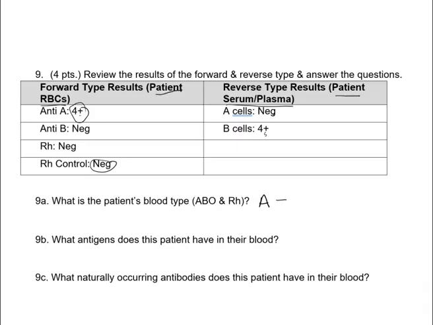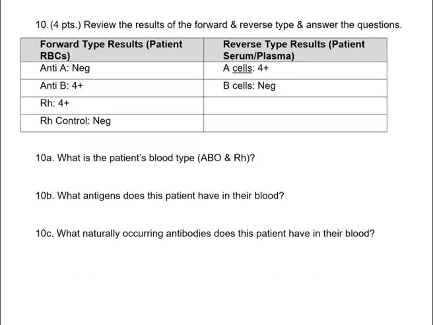Okay. Number 9B, what antigens does the patient have in their blood? We've kind of already discussed that. We know they have A antigens on their red blood cells because they are type A, and we had a positive test here. What naturally occurring antibodies does the patient have in their blood, or we could say their plasma? We know they have anti-B antibodies in their plasma, right?